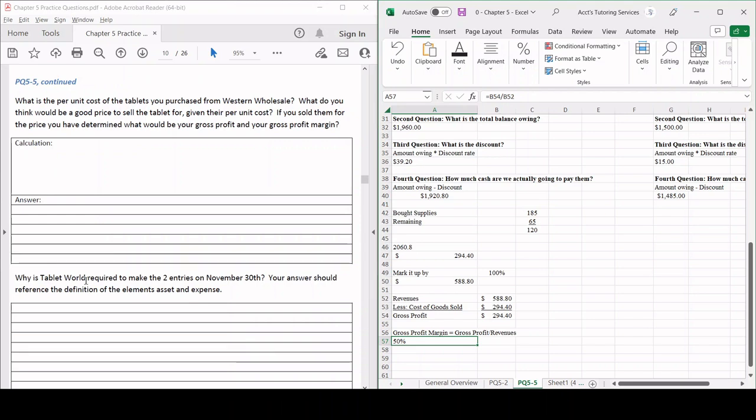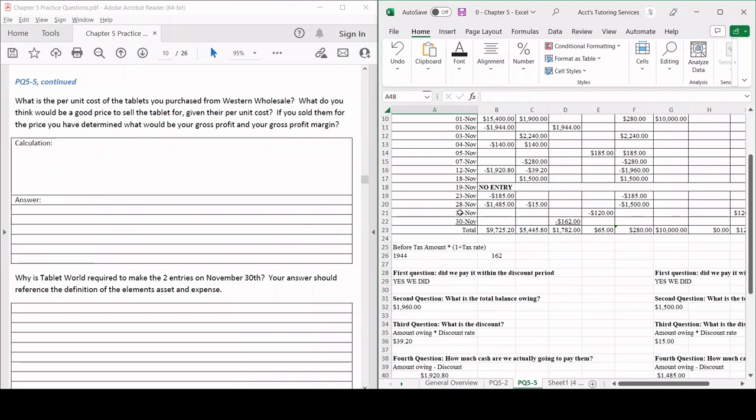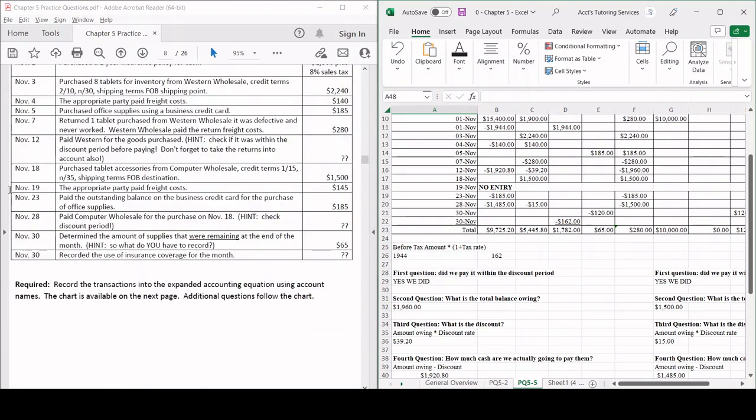Why is Tablet World required to make the 2 entries on November 30th? Your answer should reference the definition of the elements of asset and an expense. So, technically speaking, on November 30th, these 2 transactions that are taking place are considered to be year-end adjusting entries. So simply put, remember, the definition of an expense is cost is incurred, consumed, or used up in order to help us earn revenues. Supplies and insurance help us earn revenues, and we have to record it in the same accounting period. It helps us earn those revenues, so we have to do a month-end adjusting entry.